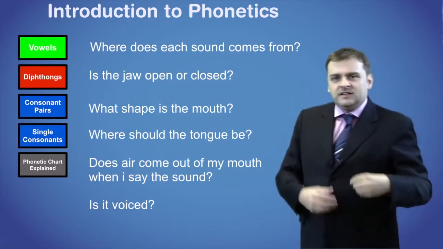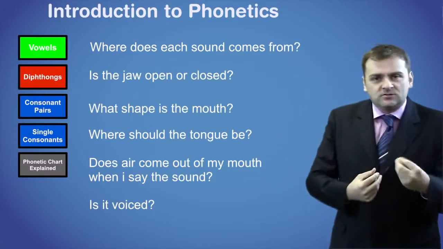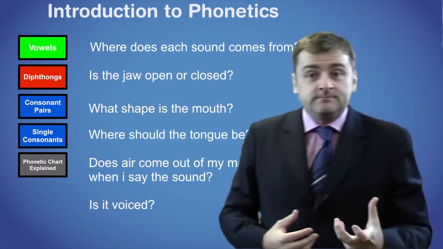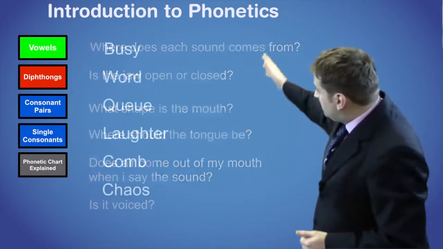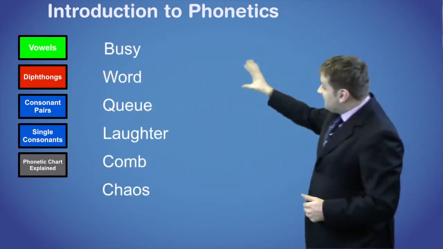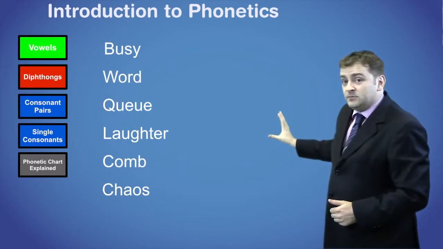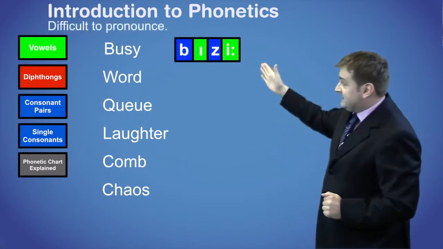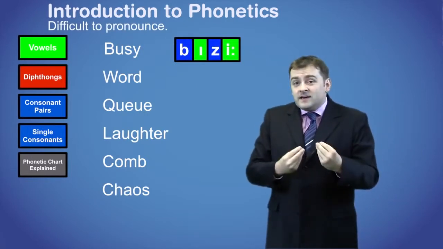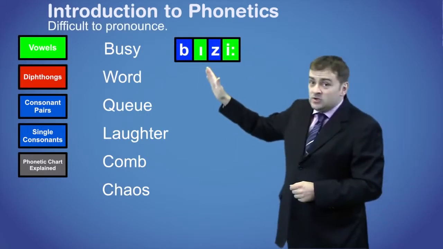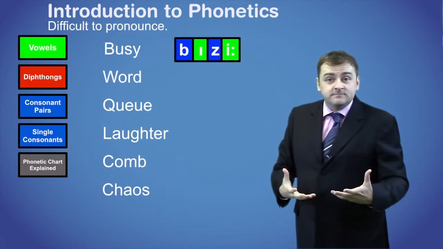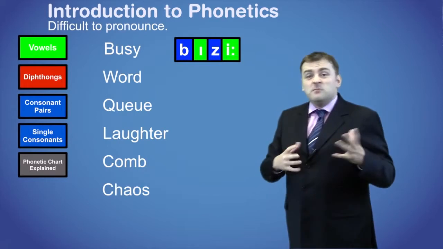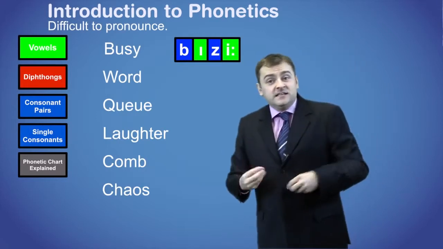Incorrect pronunciation is almost always the result of trying to produce a sound in a way that's physically incorrect. If we look at those difficult to pronounce words again, we can spell them out using the phonetic symbols to see exactly how they're pronounced. Busy. Here we can see that the U does not make the sound that we might expect. Instead, it makes an I sound. It's not boozy or buzzy, it's busy.